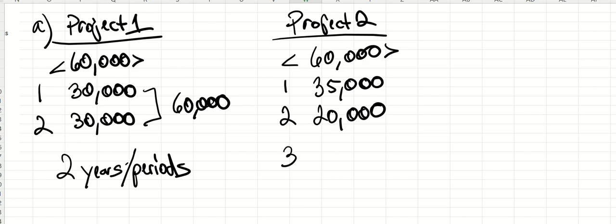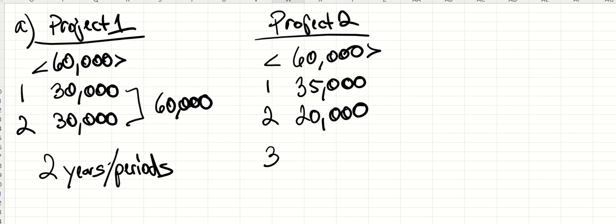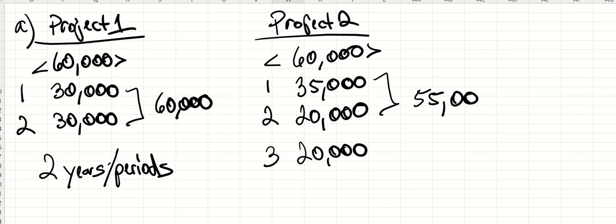Now for year 3, they have an annual cash flow of $20,000. So we know for sure that they're going to be recouping their investment, but it's going to be sometime after year 2, but before year 3. We just have to figure out exactly what the payback period on this investment is. So after year 2 is done, we see that the cash flow came out to be $55,000.